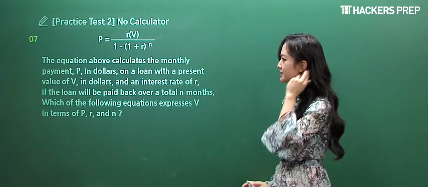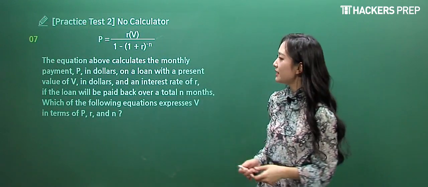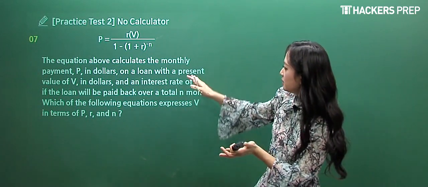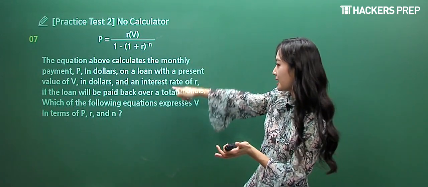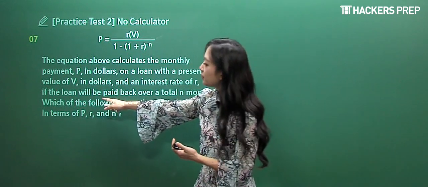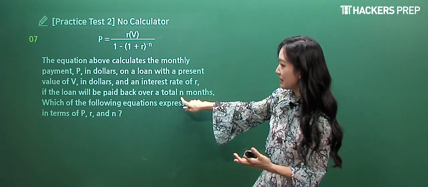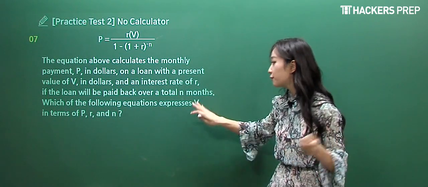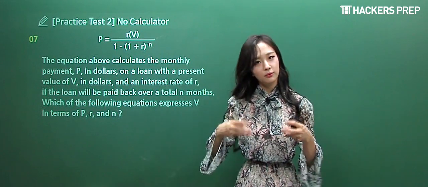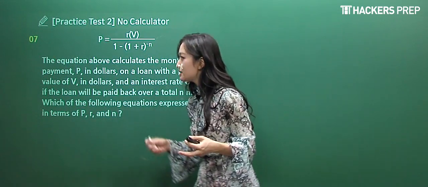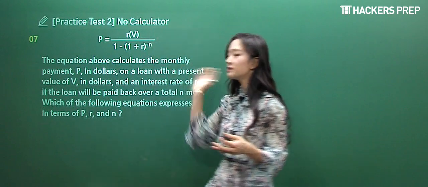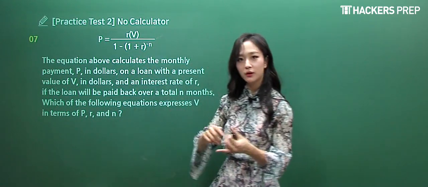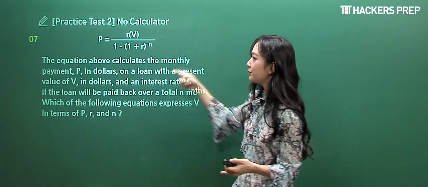So moving on to number 7, let's begin. They do provide an equation, and they're calculating the monthly payment P on a loan with a present value V and interest rate R if the loan will be paid back over a total of n months. So they're defining the variables here. Which of the following equations expresses V in terms of all the other ones? So right off the bat, the SAT does involve questions very similar to number 7. They provide this very complicated form involving either finance or especially physics, right? You just have to rearrange the terms.